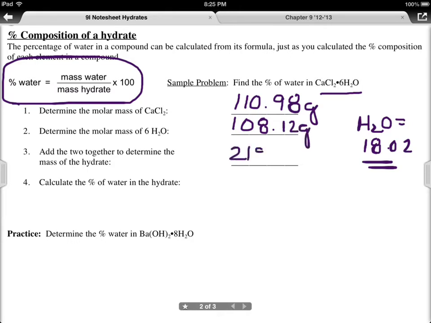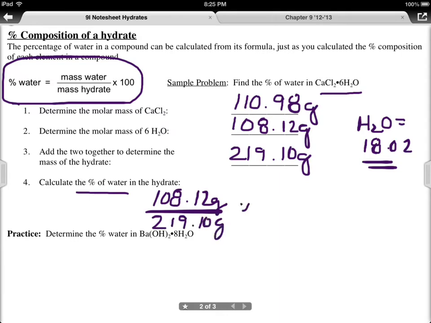That sums to 219.10 grams. So to figure out the percentage of water in that hydrate, I just take the mass of the water, 108.12 grams, and divide it by the mass of the whole hydrate, 219.10 grams, multiply by 100, and that gives you a percentage of 49.35%.